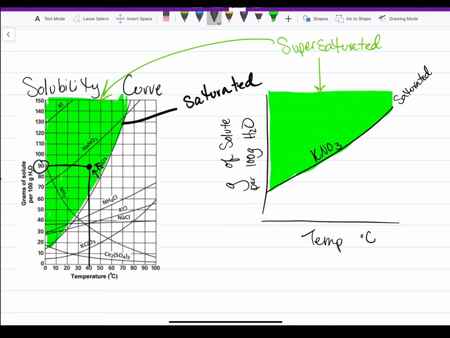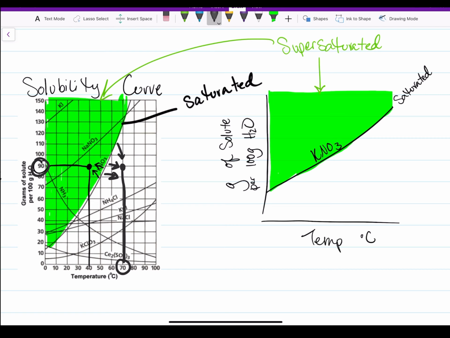Now let's talk about below the line. Let's say we have a point below the line for KNO3. Let's stick with our 90 grams of solute, but now we increase the temperature to 70. So now our temperature is at 70, but we still have the 90 grams. This is now going to be an unsaturated solution because we are below the line. So we are to the right of the line now with this point.